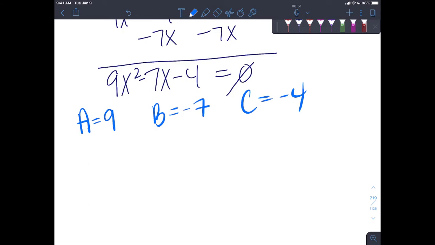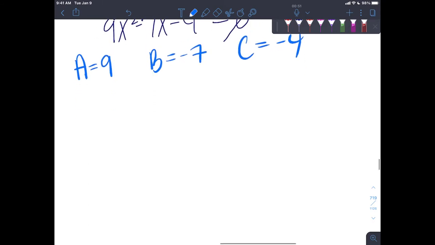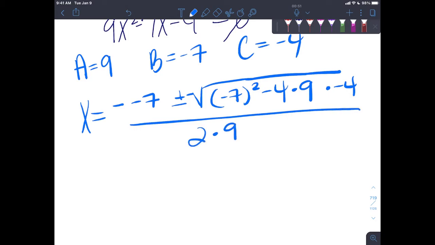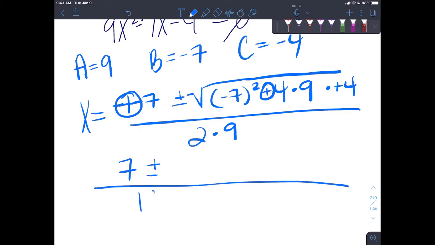Okay. So, now I can go ahead and plug these in. Now I'm not going to use the color coding, okay? -b plus or minus the square root of b squared minus 4 times a times c, all divided by 2 times a. Now let's go through. First of all, I see a double negative. Make that a positive. I see 2 negatives over here. Make that one a positive. 7 plus or minus, all divided by 18.